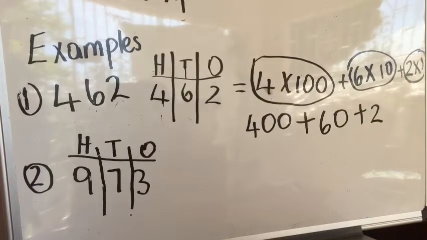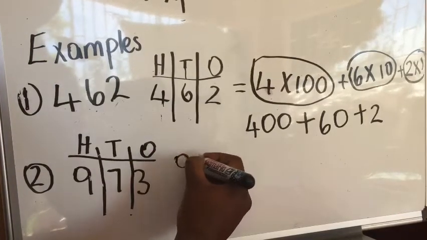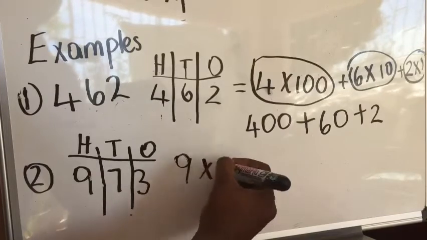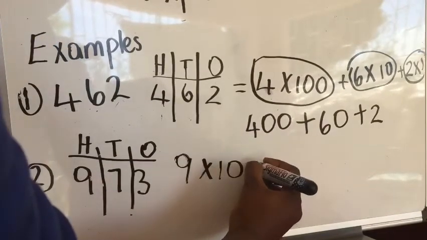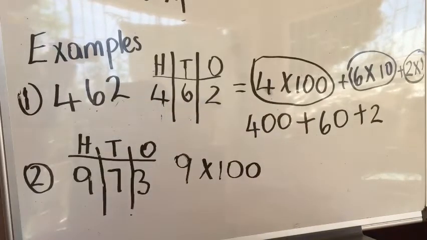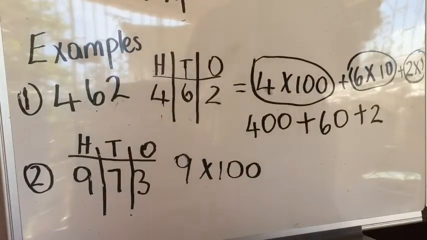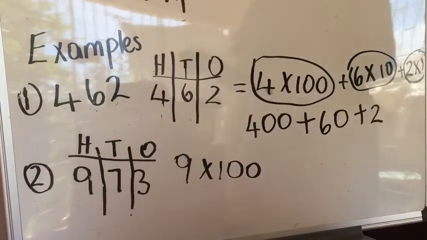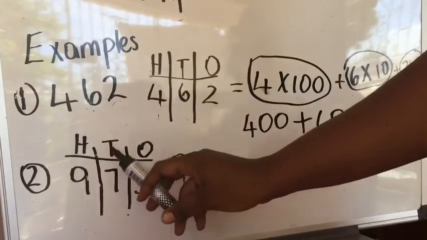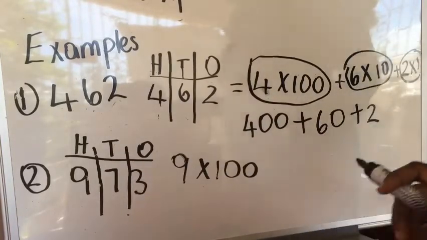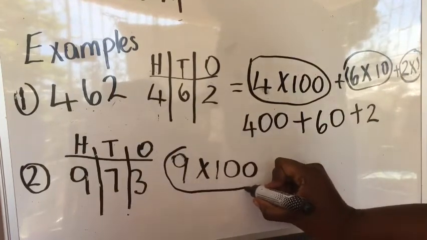So what you're going to do is to say 9 times 100. Why am I timesing it by 100? Because the 9 is in the hundreds place, so you have to times it by 100. You cannot times it by 10 because the 9 is not in the tens place, right? I'm going to put a circle here so you can see the difference, right?